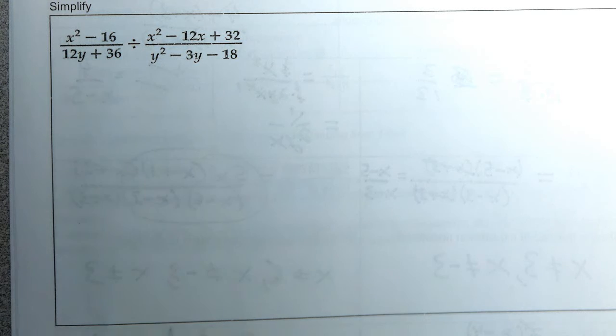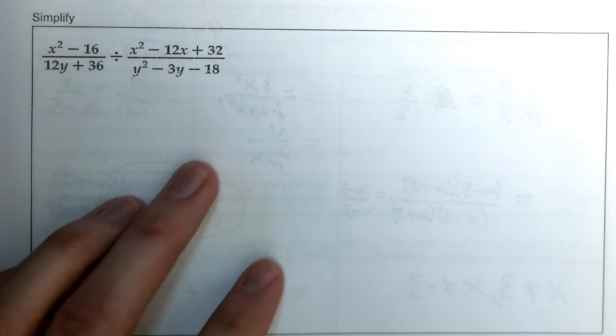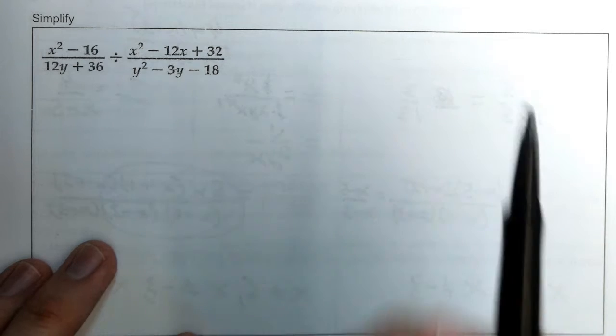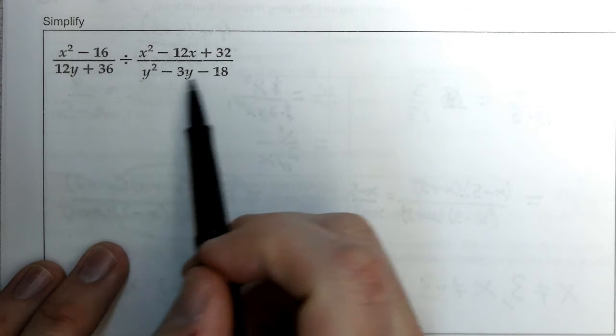Welcome to part 2 of section 7.1. Here we're going to start off with this problem on the back page of the notes. And what we're going to try and do is simplify this, and we're going to have to factor everything.